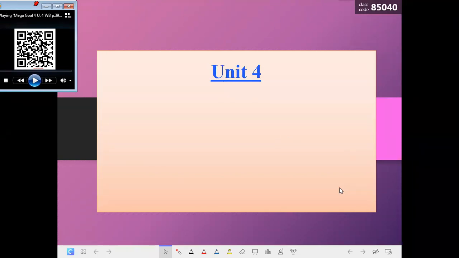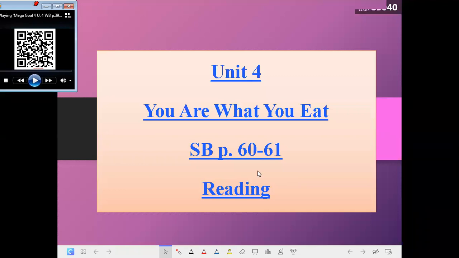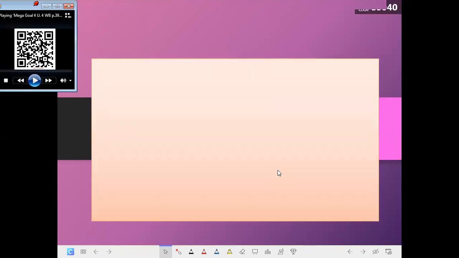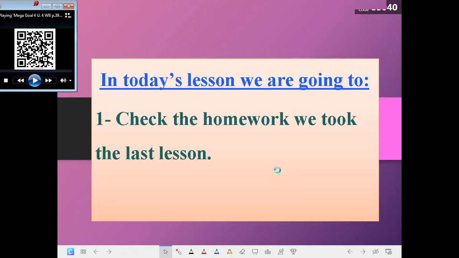As I told you, our lesson today is on Unit 4. You are what you eat. Student book, page 60 and 61, reading. In today's lesson, inshallah, we are going to, number one, check the homework we took the last lesson.